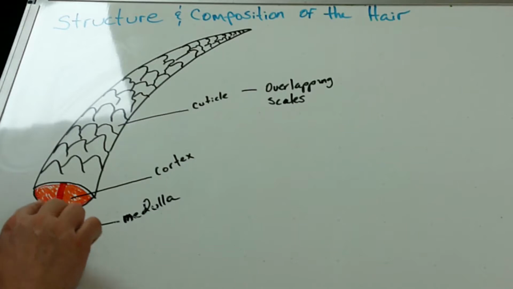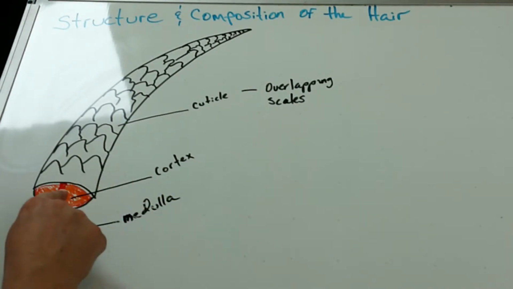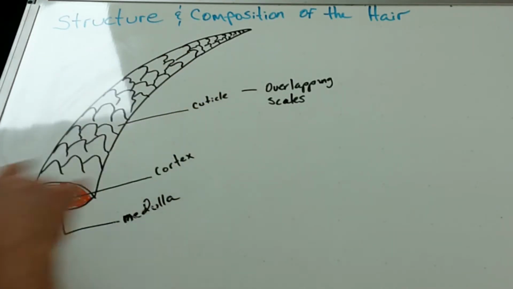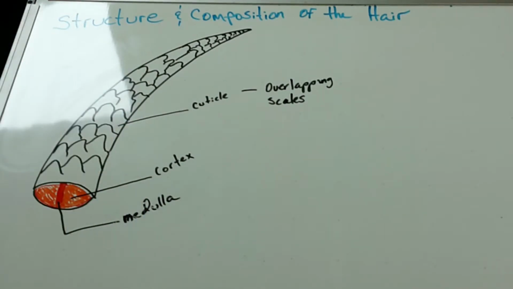We have the innermost layer, which is the medulla. Then we have the cortex, and the cortex here actually makes up a large part of the hair. And then we have the cuticles that are all along the outside, and we'll be talking a little bit about each of these layers. So let's work from the inside out, starting with the medulla.